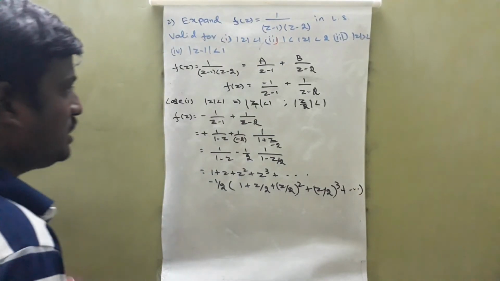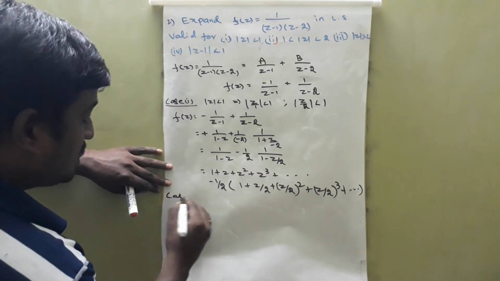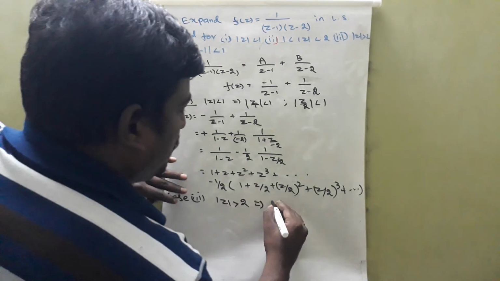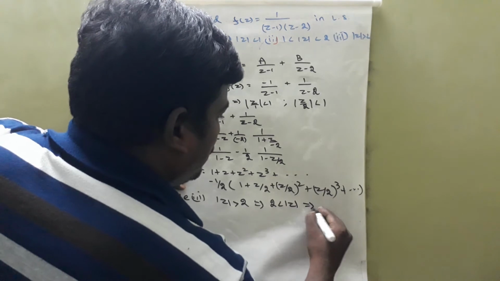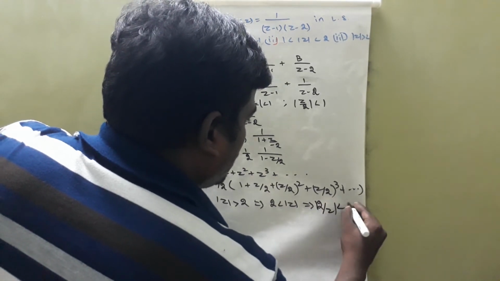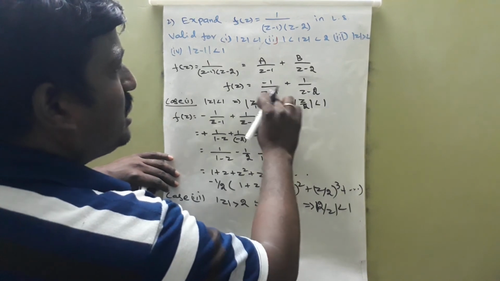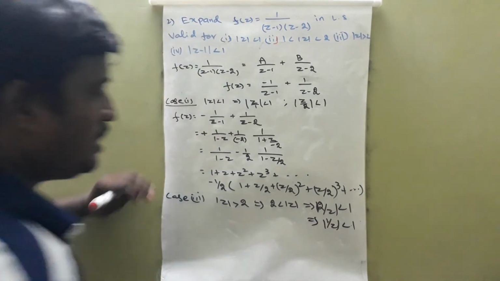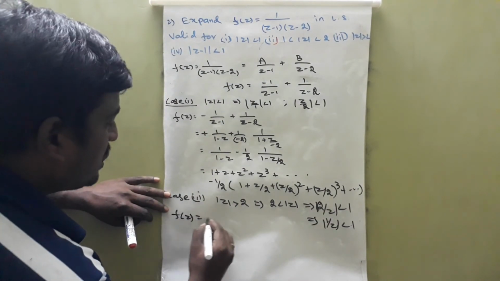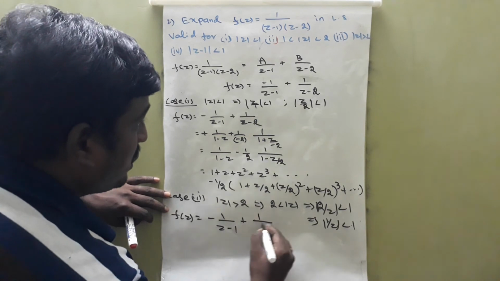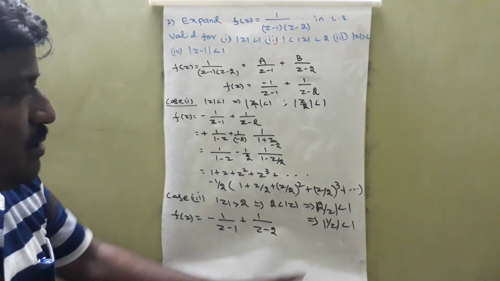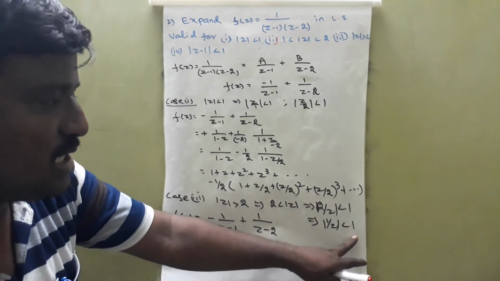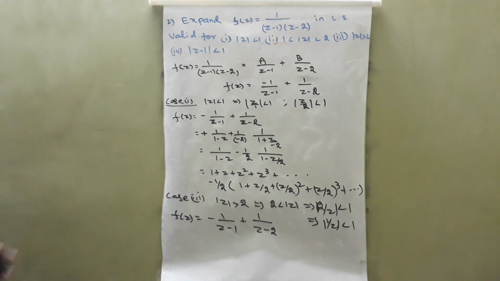Okay. Similarly, I can write case 3. What is case 3? Modulus of z greater than 2, which implies 2 is less than modulus of z, which implies 2 by z less than 1. In the other term I have z and 1, so similarly 1 by z less than 1. So what's my f of z? F of z is minus 1 by z minus 1 plus 1 by z minus 2. The existing condition is 2 by z less than 1, and here I have 1 by z less than 1. Now I have to take z outside.